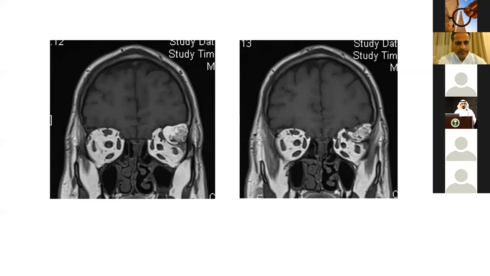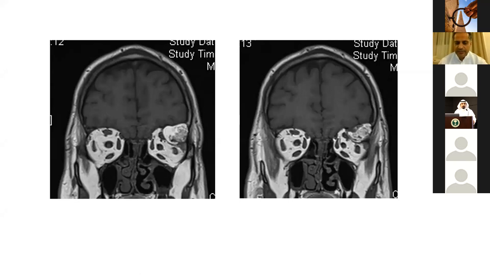What I can see, there is a mass involving the lacrimal area. It is a hyperdense mass, lobulated. It is not well defined. It is heterogeneous from inside. There is also molding superiorly and at the temporal side. So there is bone remodeling. Yes, there is also bone remodeling. I agree. So what do you think?